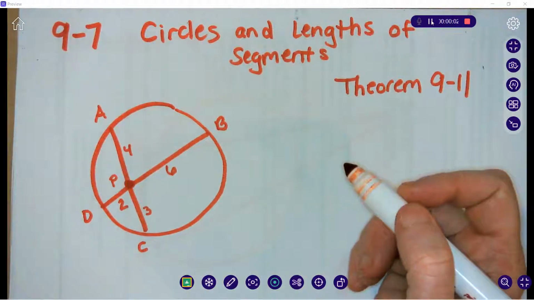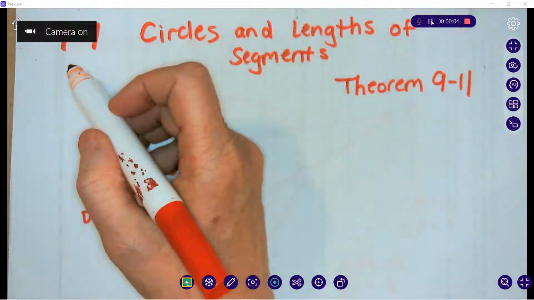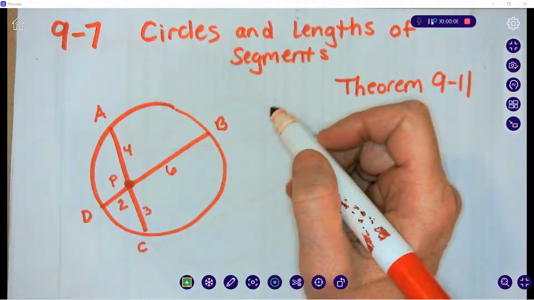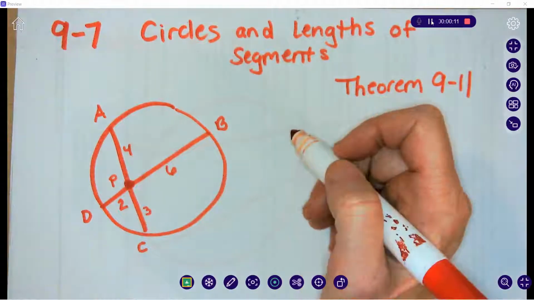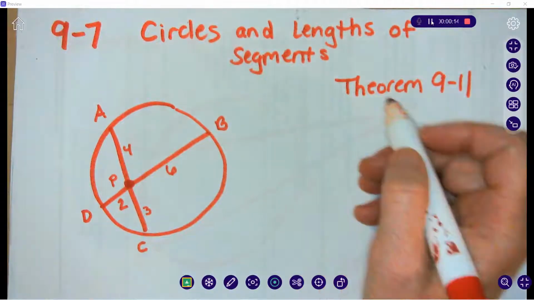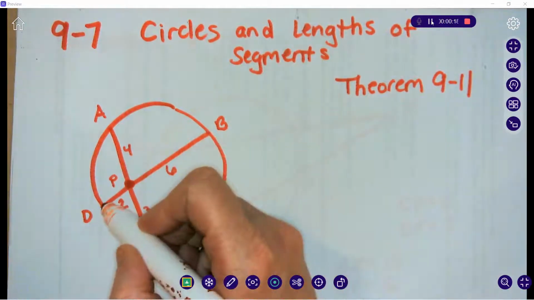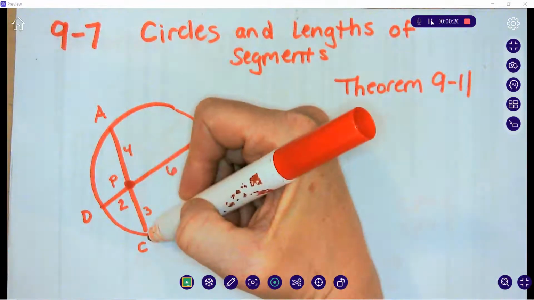The last part that we're going to talk about is section 9.7, and it's talking about circles and lengths of segments. Now, some of these theorems sound quite wordy, but the actual math in them is not hard. So theorem 9.11 says that when two chords intersect in a circle, we have chord DB and AC intersecting.